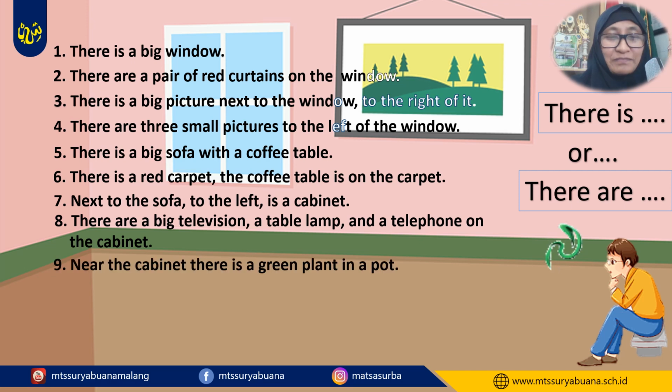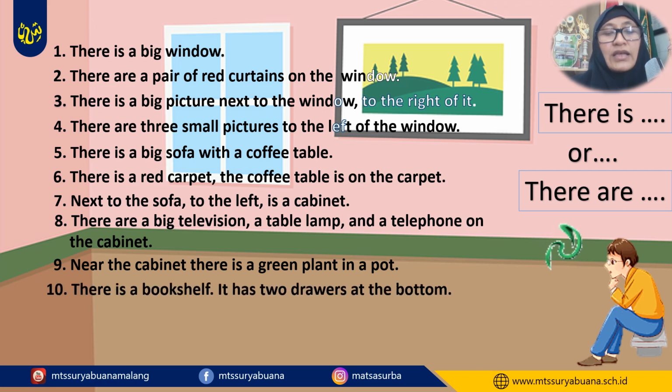Number 9. Near the cabinet, there is a green plant in a pot. There is a bookshelf. It has 2 drawers at the bottom. Okay, there is only one bookshelf. Do you know how many drawers there are? Right, there are 2 drawers. Okay. The drawers are at the bottom of the bookshelf.